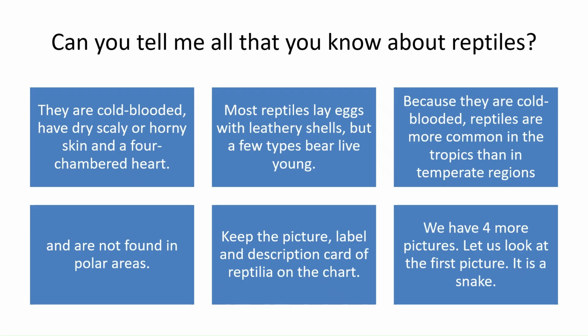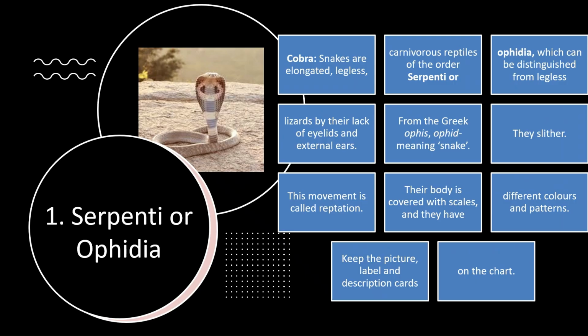We have 4 more pictures. Let us look at the first picture. It is that of a snake. Serpenti or Ophidia. Cobra is an example, and snakes are elongated, legless, carnivorous reptiles of the order Serpenti or Ophidia, which can be distinguished from legless lizards by their lack of eyelids and external ears. From the Greek word ophis or ophid meaning snake.